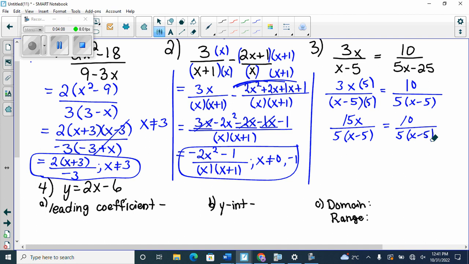So now we can go 15x equals 10. Divide by 15. X equals 2 over 3. And then I have to follow behind with x can't equal 5. Now, what if my answer was the NPV?